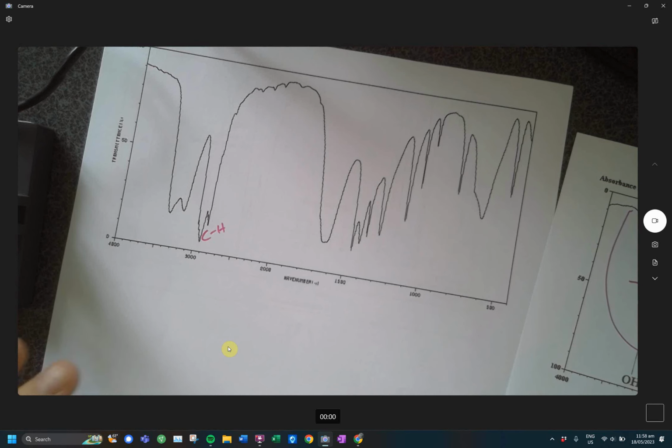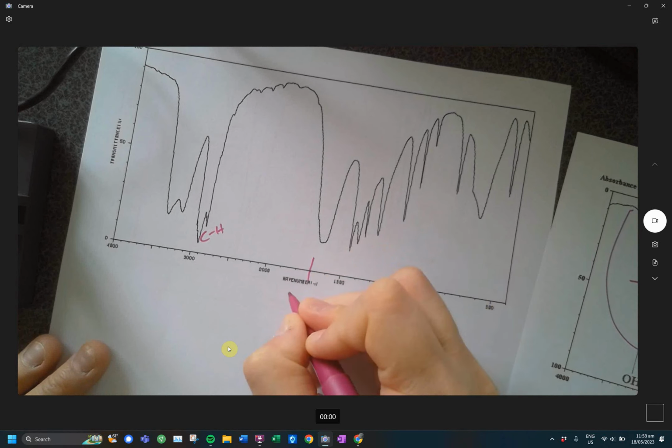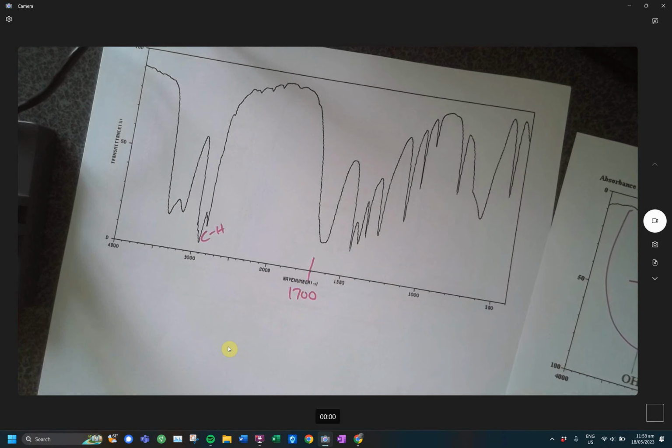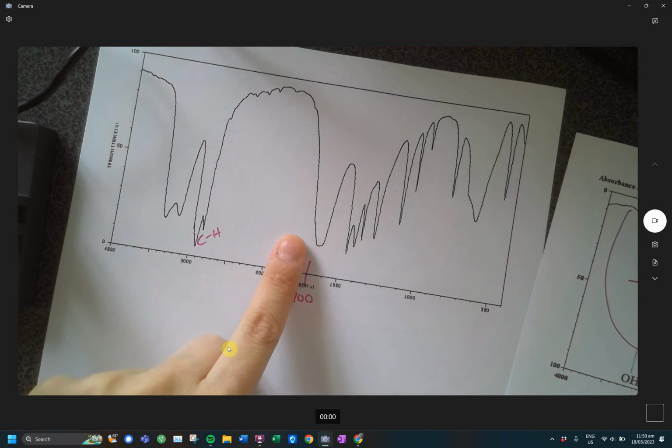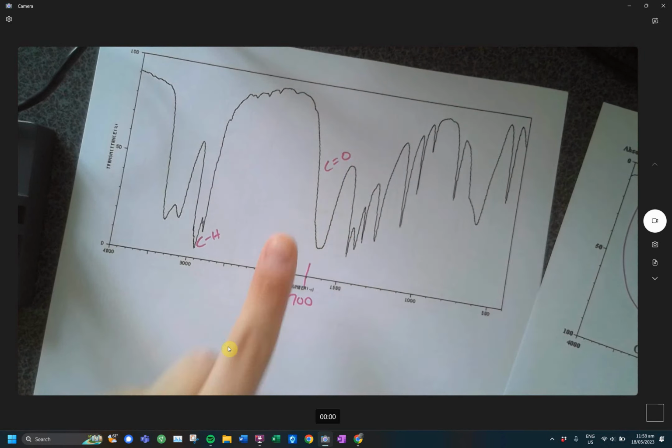The other thing I would usually do is mark where 1,700 is, because 1,700 is where I would expect to see carbonyls. So I'm basically seeing, is something there? When I'm looking at that, do I see a trough at 1,700? Yeah, I see this one here. So that tells me C double bond O.